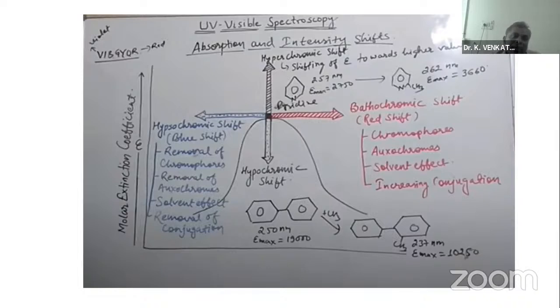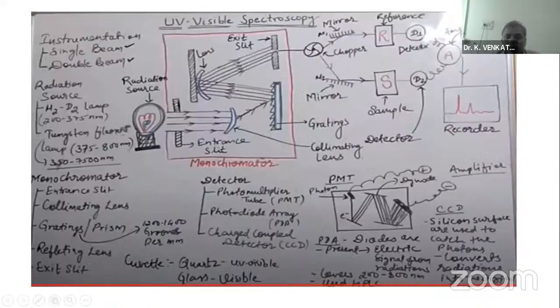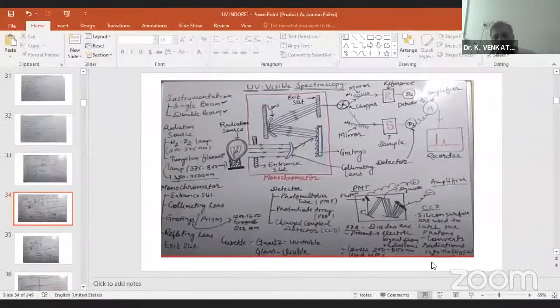Here VIBGYOR, red, and this is the violet color. And this is the principle of UV visible spectroscopy. So how does UV visible spectroscopy work? This is the radiation source. And this part, the red color part, this whole part is called the monochromator.